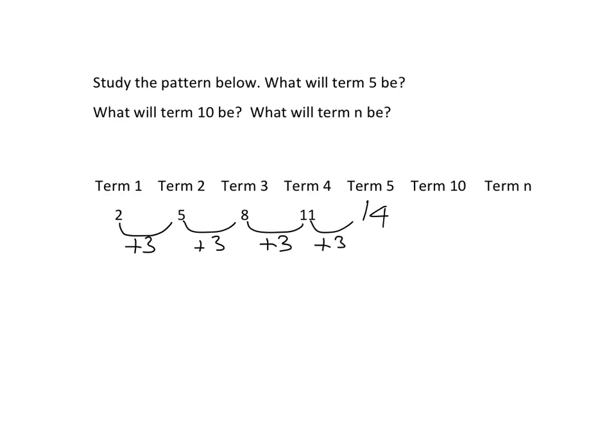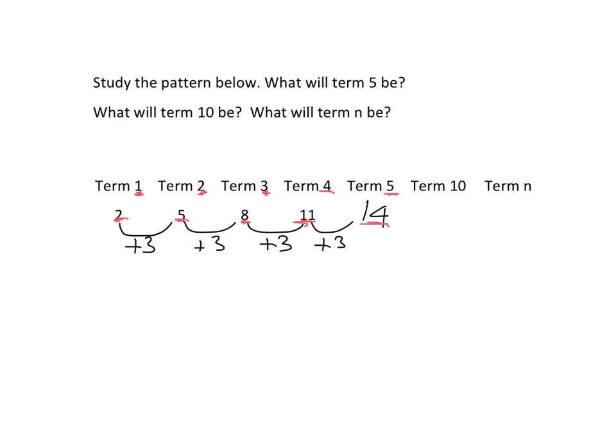But now if we want to get term 10, or worse, term 100, carrying on adding 3 each time and just adding and adding and adding 3s is going to take us a long time. So what we want to do is change our focus from simply looking at what's the next term going to be, how do we get from one term to the next, to trying to figure out a relationship between what term number we're at and the actual number itself. So what's the relationship between term number 3 and 8? Between 4 and 11, between 5 and 14. We want to focus our attention that way.